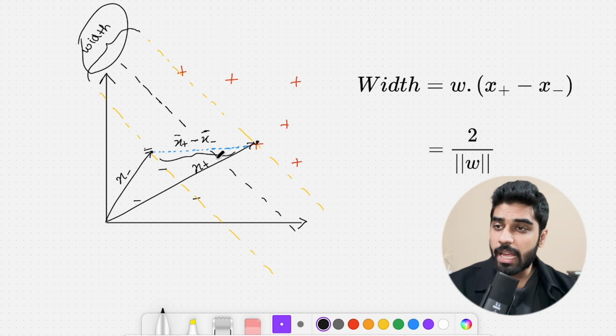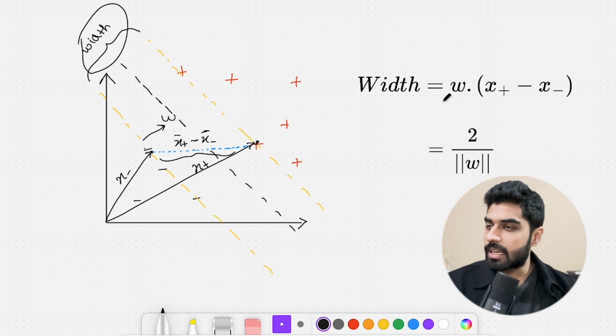Now, if I have to calculate the width, remember that we have a vector W, which is perpendicular to the hyperplane. Using that W, we can say that the width is nothing but the projection of this blue dotted line, which is x plus minus x minus on W, right? So we are projecting this on W, or in other words, we are taking a dot product of this with W hat, which is the direction of W.